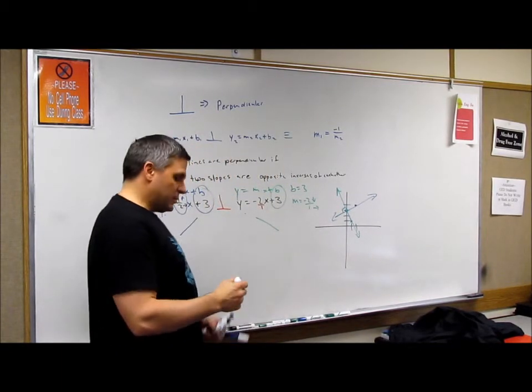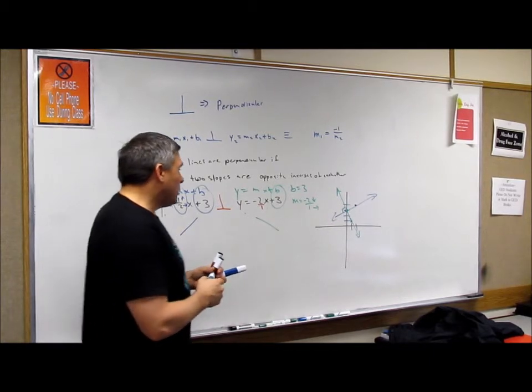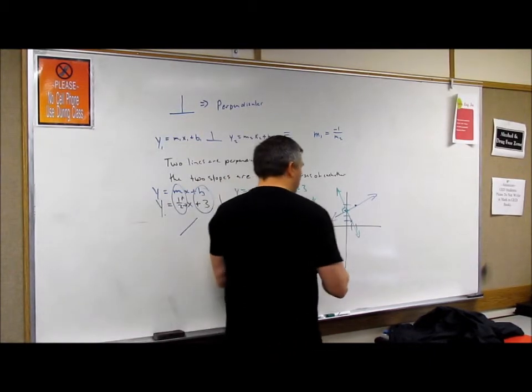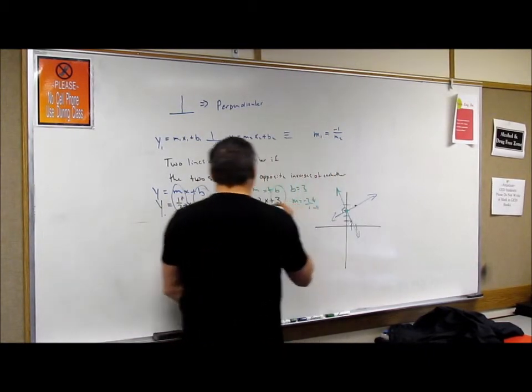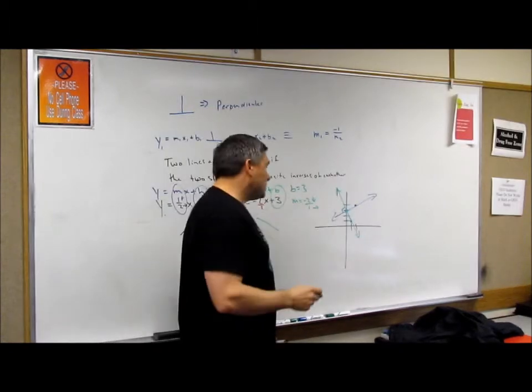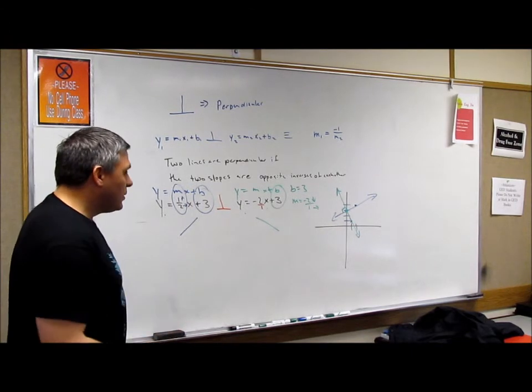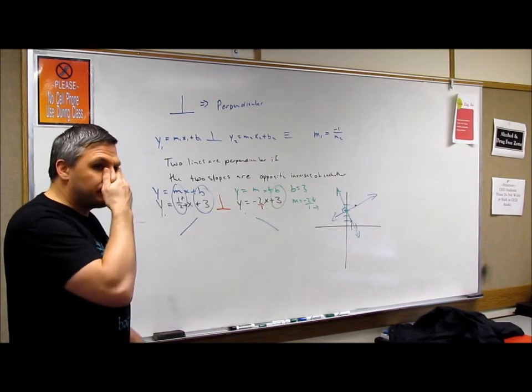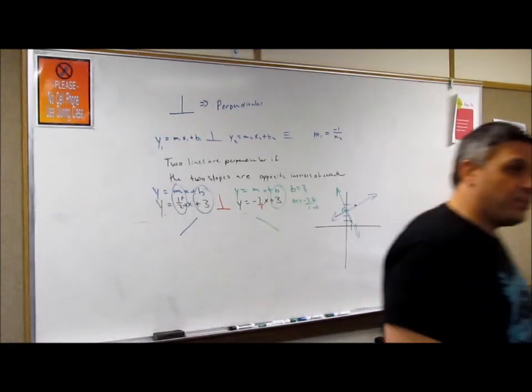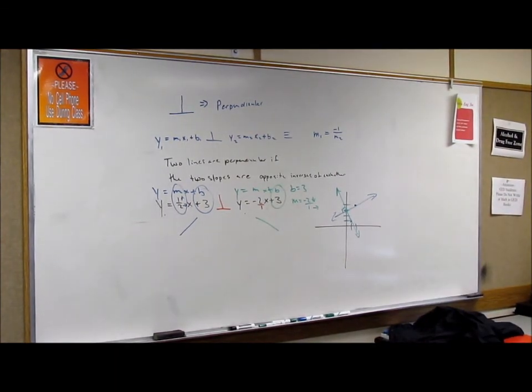So your b's going over to the right, right? No, b is 3. It's still right here. The b's were the same in both of these. Okay, my bad. And then down 2 over 1. Down 2. Okay? Cool? That's perpendicular. That simple.